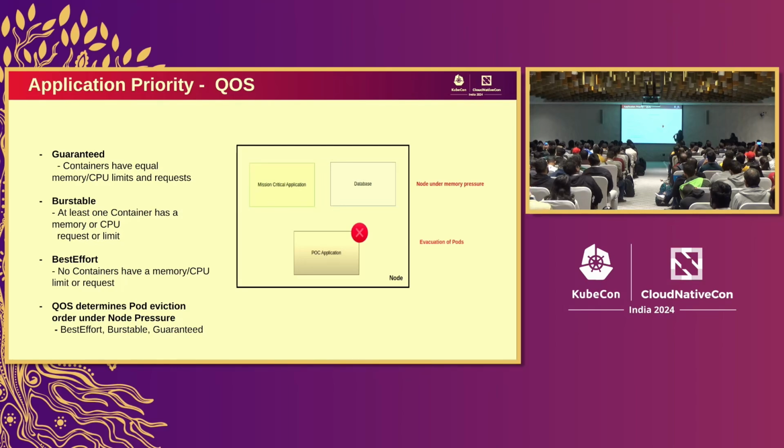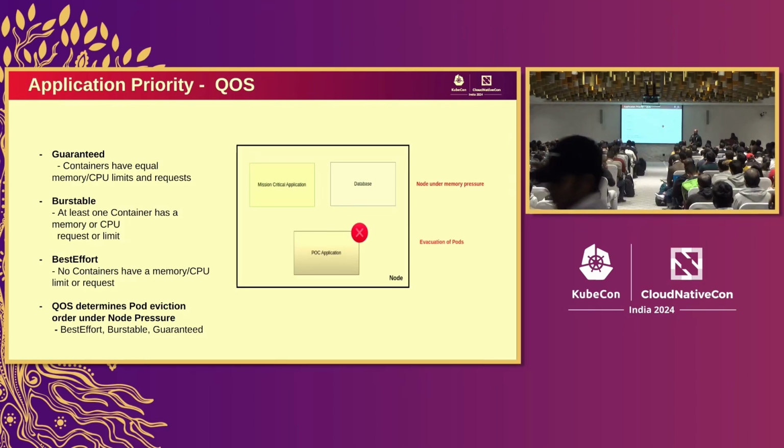Those priorities are in the form of QoS classes, quality of service. There are 3 classes: guaranteed, burstable, and best effort. When I say guaranteed, you are giving a request and limit as the same, that is 1 GB RAM request and 1 GB limit.